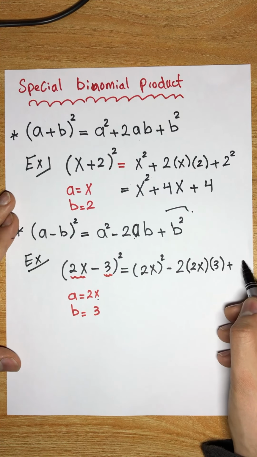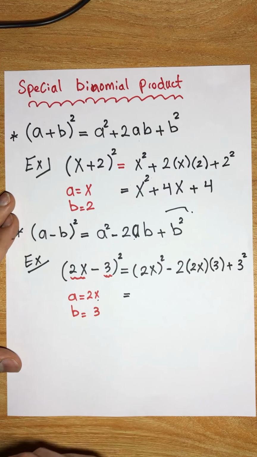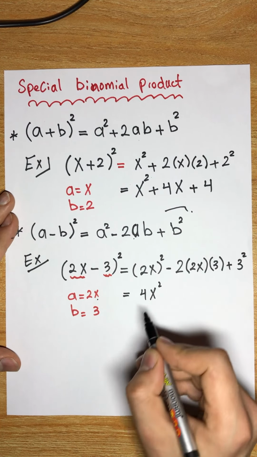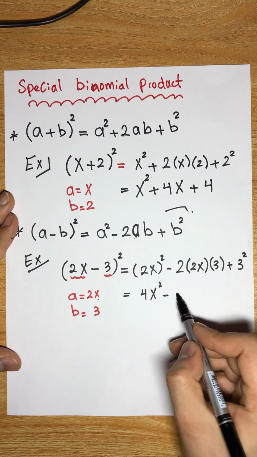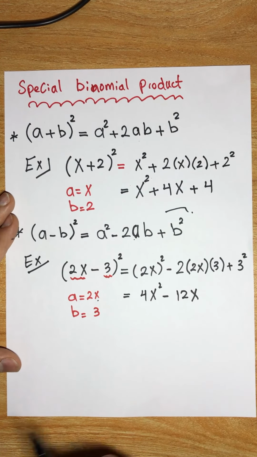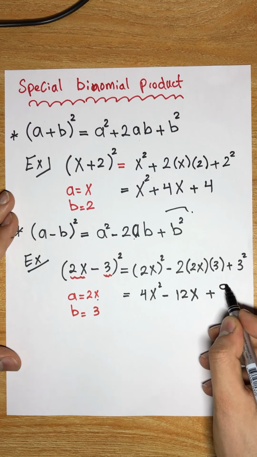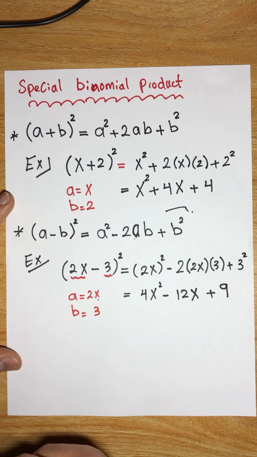Now b is 3 squared. This one is equal to 2 times 2 is 4x squared, minus 2 times 2 is 4 times 3 is 12x, plus 3 times 3 is 9. That's all about rule number 2.